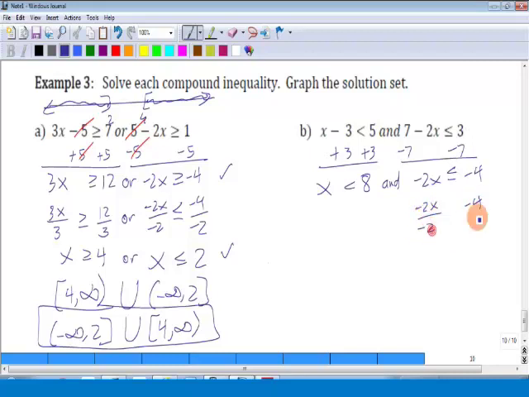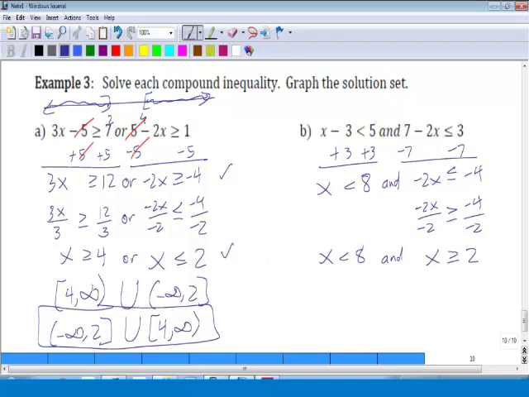Now when we divide both sides by negative 2, we're going to switch from less than or equal to greater than or equal to, and simplify to write x is greater than or equal to positive 2, and we can still say x has to be less than 8 and x has to be greater than or equal to 2.